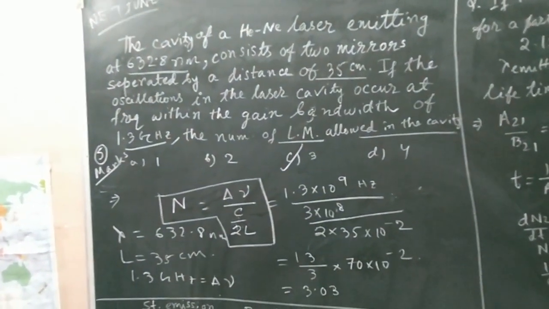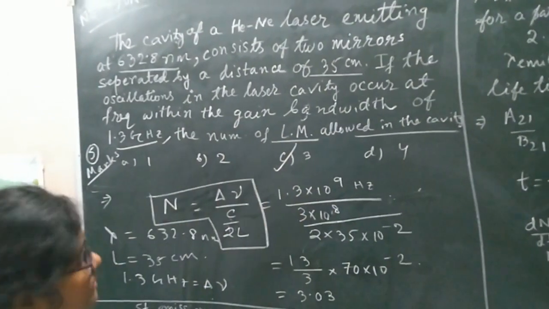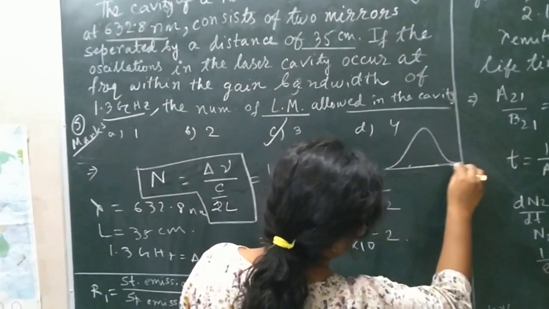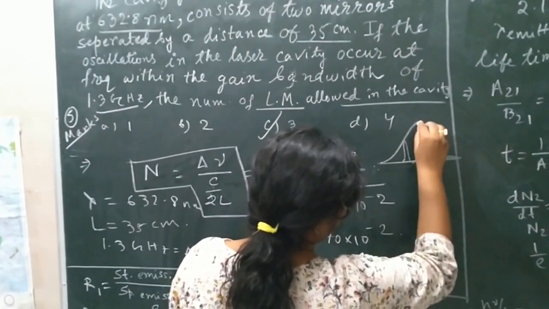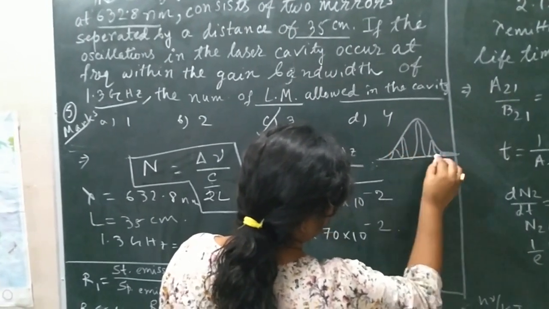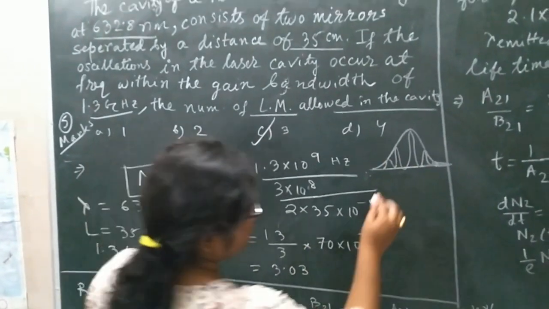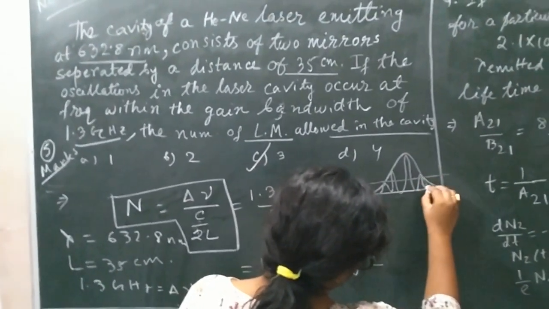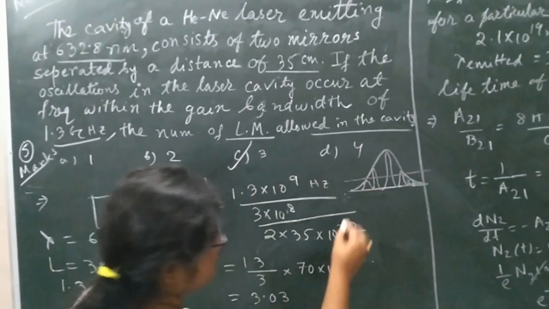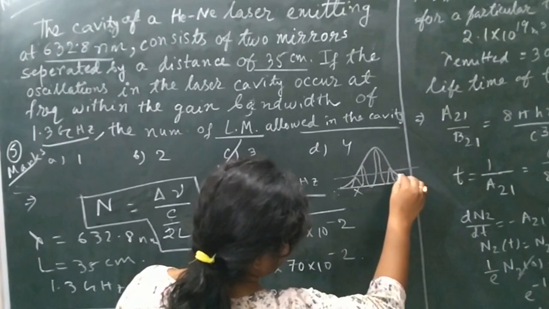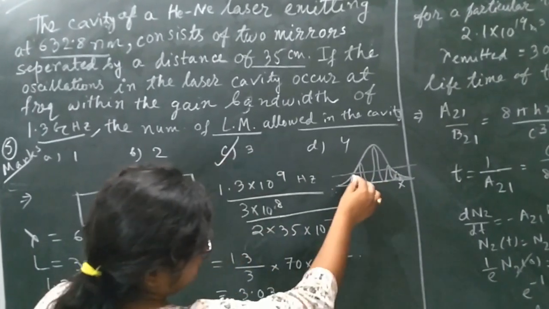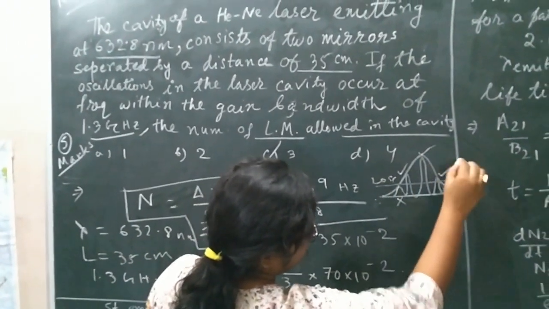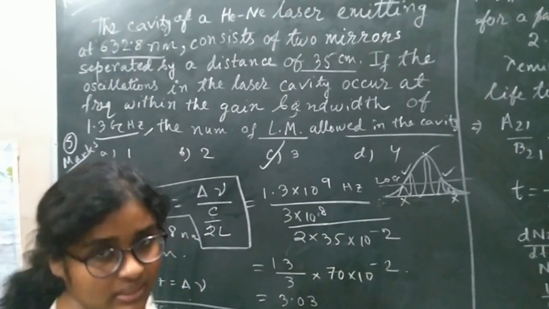If you want to understand the physics of what they are asking, suppose this is the laser gain curve. These are the different allowed longitudinal modes. Those modes are allowed where the gain is greater than the loss. Suppose this is a loss line; if the loss line is greater than the gain line, then the modes will not be present. So these three modes are capable of lasing.